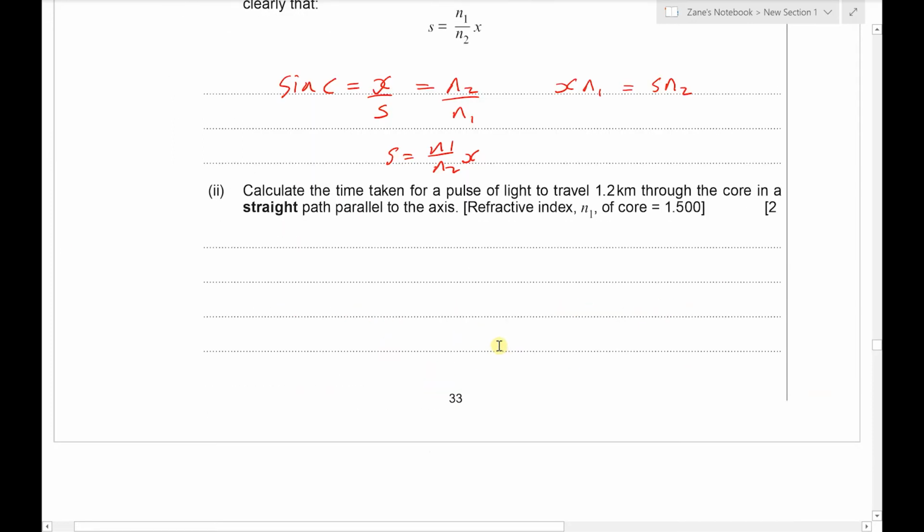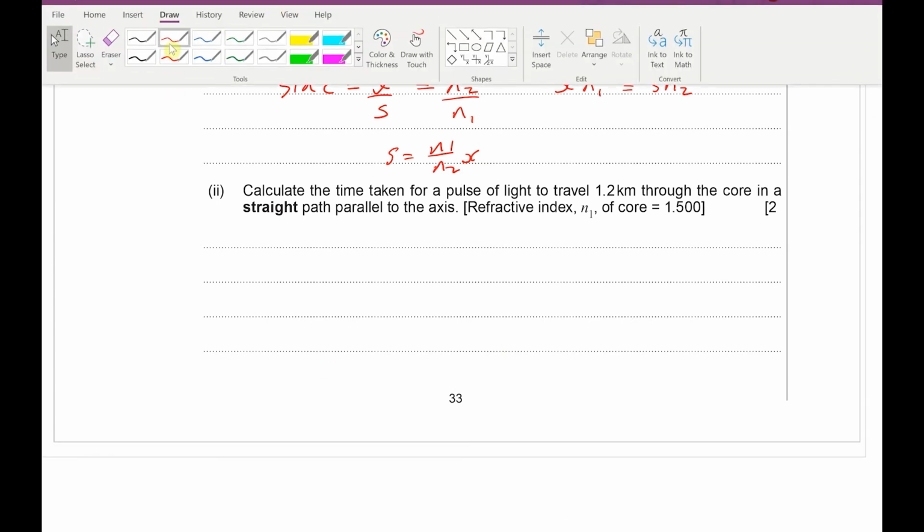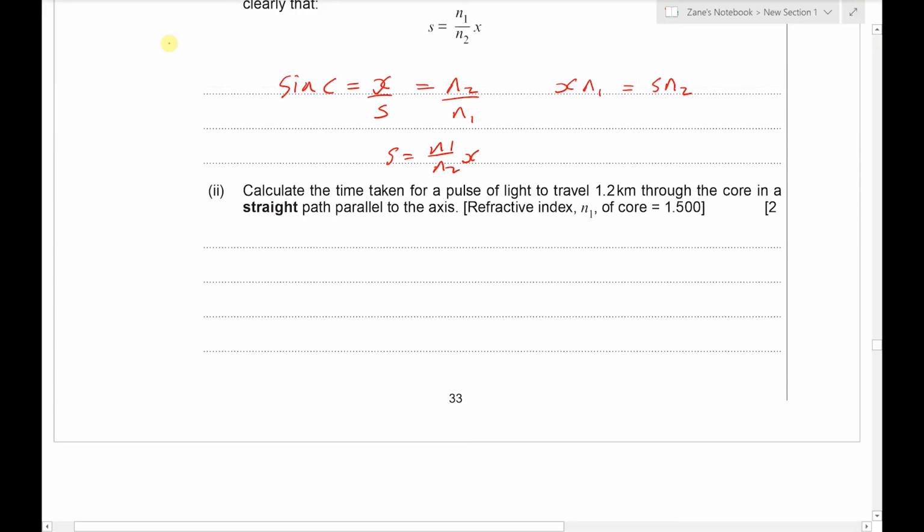Next we have to calculate the time taken for a pulse of light to travel 1.2 kilometers through the core in a straight line path parallel to the axis, given that the refractive index of the core is 1.5. So the first thing that we have to do here is work out the speed of light travelling through the core. We can do that by taking the speed of light in a vacuum, 3 times 10 to the 8 meters per second, and dividing it by the refractive index of the glass that it is travelling through. And that will give us 2 times 10 to the 8 meters per second.